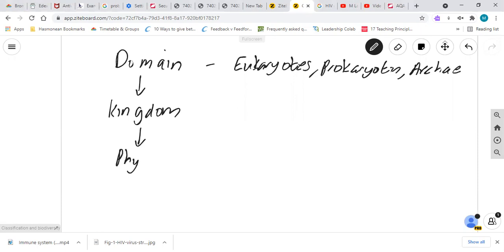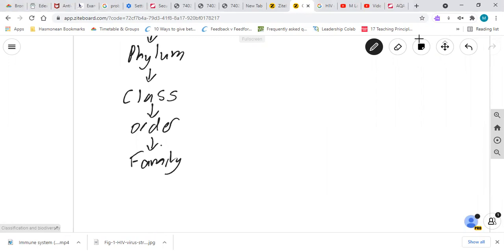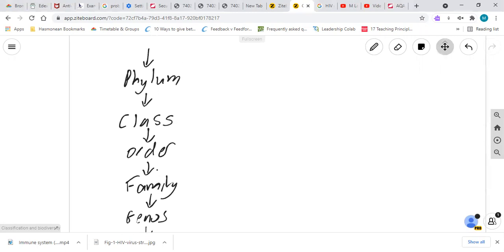Then we've got the phylum. We split that up further, and the class, order, family, genus, and then right down at the bottom, we've got the species. So obviously, if organisms, for example, belong to the same genus as another organism, then they will also have to belong to the same family, order, class, phylum, kingdom, and domain.